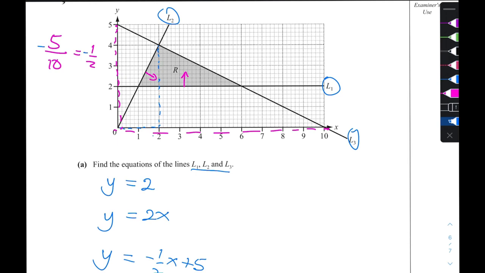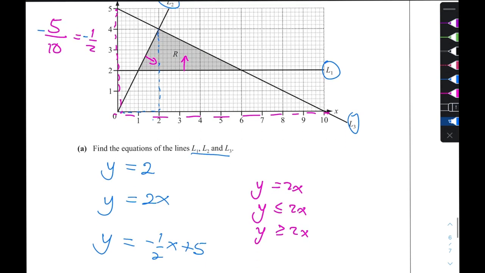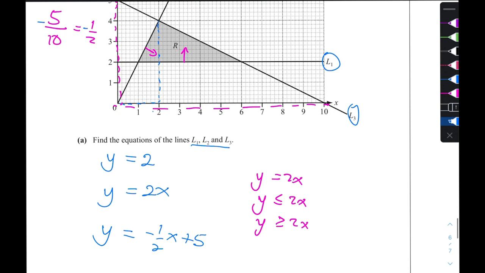L2, they shaded to the right. That's where R is. Okay, so if they have shaded to the right, what do you have? You have y is equal to 2x. So it's either you get y is less or equal to 2x, or y is greater or equal to 2x, right? But remember that this is a firm line, so we are going to use any of these, okay? We can't use greater or less than. That means that it should have been a broken line, but it's a firm line, so we use or equal to.